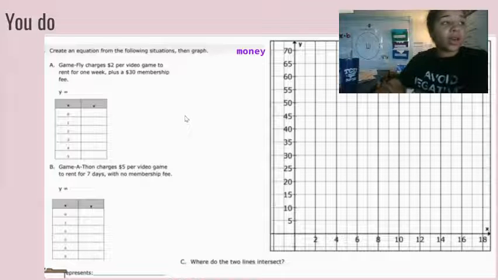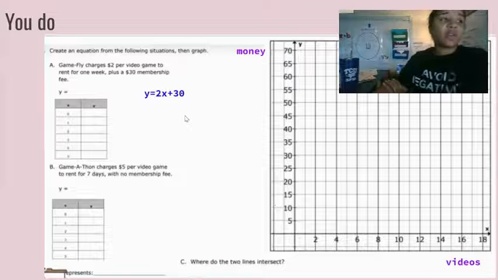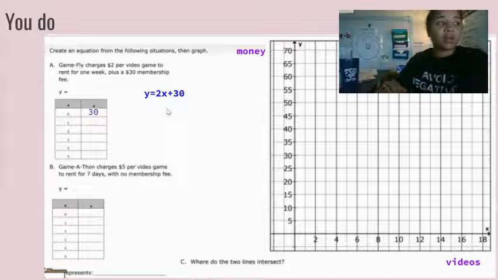Okay, this one, the y value is money. Remember, money is always dependent. And then the x value is videos. The equation for GameFi is going to be 2x plus 30 because $2 per video and $30 for the membership fee. That means at 0 it's 30, 1 is 32, 2 is 34, 3 is 36, 4 is 38, and 5 is 40.